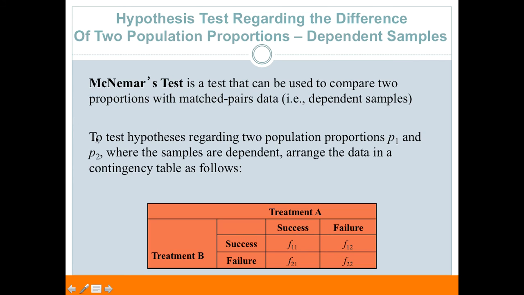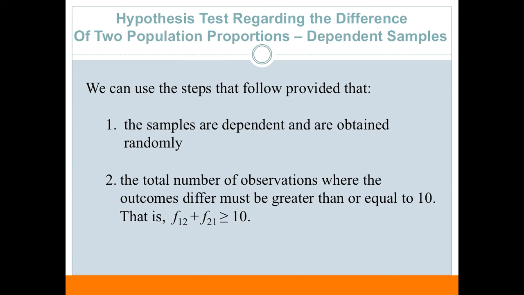In order to test hypotheses regarding two population proportions, p1 and p2, where the samples are dependent, we want to make sure that we arrange our data in this contingency table, where we have successes and failures for what we call treatment A and treatment B. Typically these are some kind of responses that we've recorded. So we have successes and failures in each, and typically your data is already going to be set up in this kind of fashion. We're going to use the steps that follow, provided that a couple of things are true.